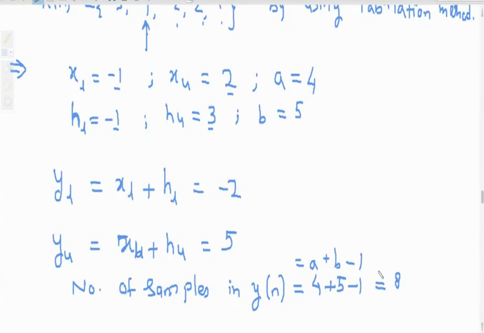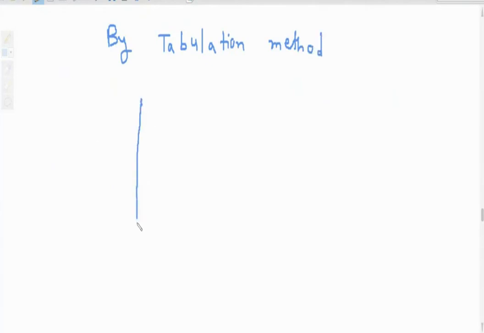Then by the tabulation method, we will write it. Basically you have to prepare one table. You will complete that table by doing multiplication, and after that you have to do the addition. By the tabulation method, start preparing one table.